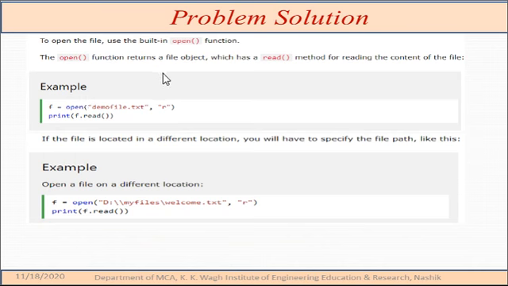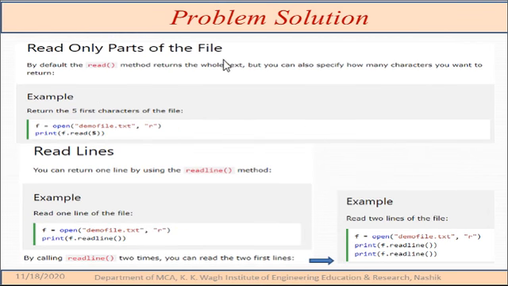To open the file, we use the built-in open function, and the open function returns a file object, which has a read method for reading the content of the file. So once you open the file, with the help of that file object variable, you can read the content of the file. If your file is placed at a different location, then you have to explicitly define that location, and only then will it open that file.